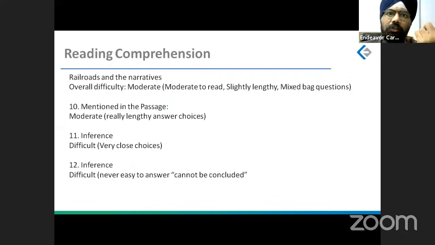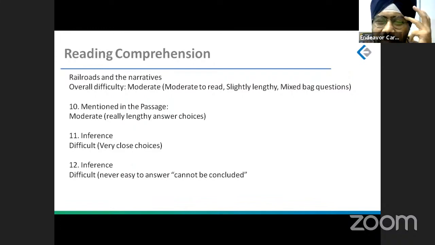Reading comprehension, my first passage was a history-based passage, the railroads and the narratives. Slightly lengthy, I would not call it lengthy in an objective sense, but in a subjective sense, because you've already attempted 1 summary and 2 logical continuation and 2 out of context questions before it, and grammar questions also. So yeah, it can feel like, sir, abhi aur padhna padega, abhi to 3 passage aane wale hain.